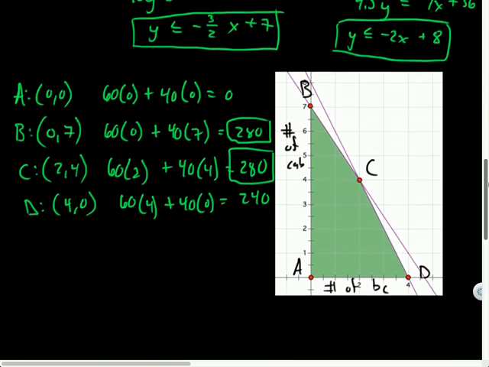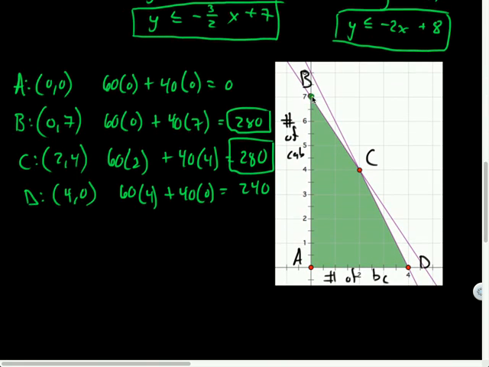So it occurs at both B. Let me pick a different color here, I guess. At B and at C. And because it's a tie between 2 vertices, it turns out that equally optimal solutions exist on all points on the edge formed by the segment between those 2 vertices. So any of these points work.